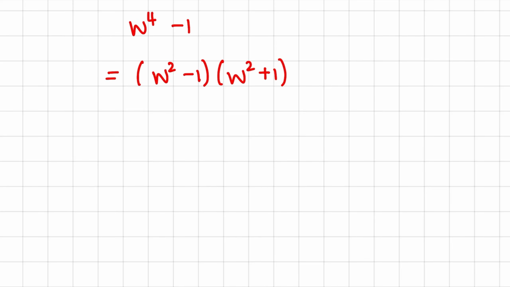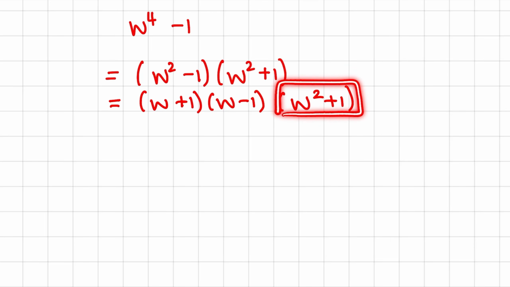And we notice that our first set of brackets is still a difference of two squares, which can factor to w plus 1 times w minus 1. But we are left with w squared plus 1, which normally we cannot factorize. But what I can do is rewrite this expression to also be a difference of two squares.